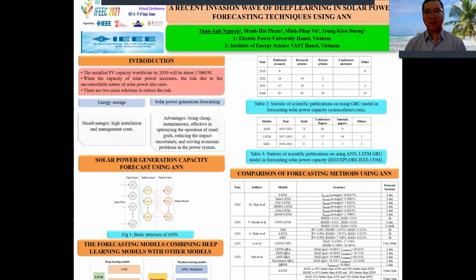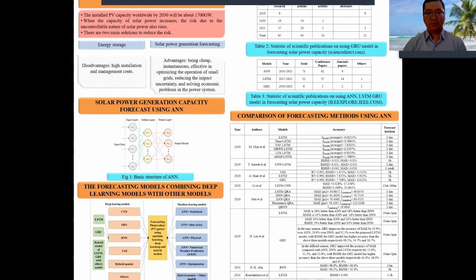However, the limitation of the energy storage solution is high installation and management costs. In contrast, the second solution, solar power generation capacity forecasting based on solar radiation prediction, has many advantages, such as being cheap, instantaneous, effective in optimizing the operation of small grids, reducing the impact of uncertainty, and solving economic problems in the power system. Next, I will talk about solar power generation capacity forecasting using ANN.